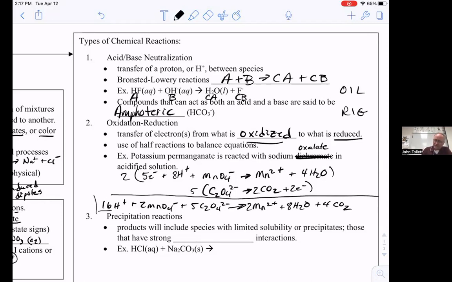You could box it in. It does say it's an acidified solution, so we would be finished. Had it been in basic solution, you would add the number of hydroxides to the hydrogen side and then even it out by canceling out waters as they're produced.